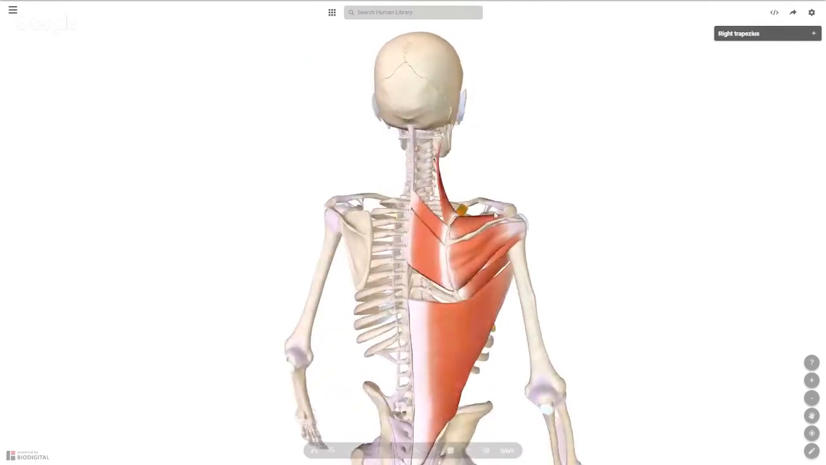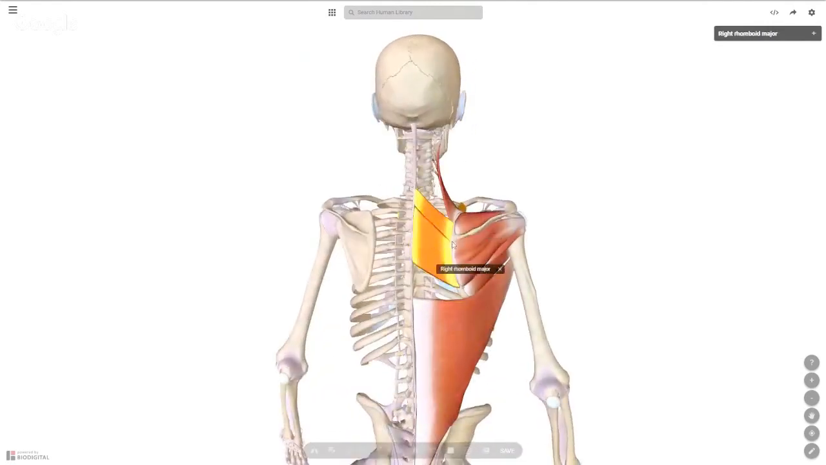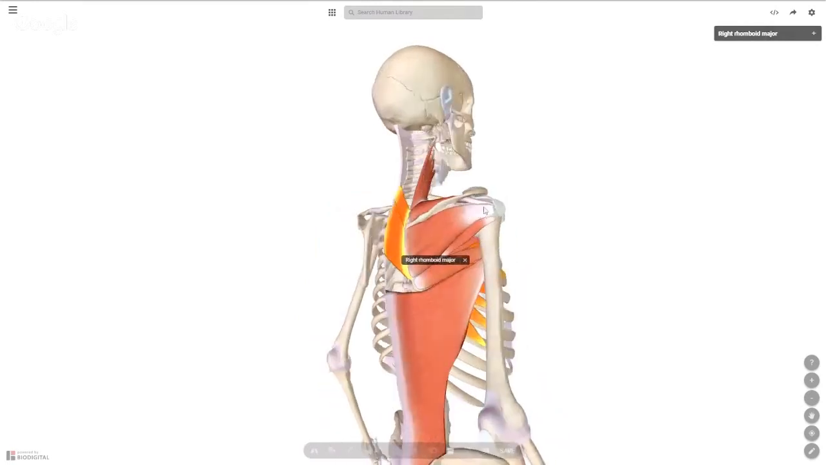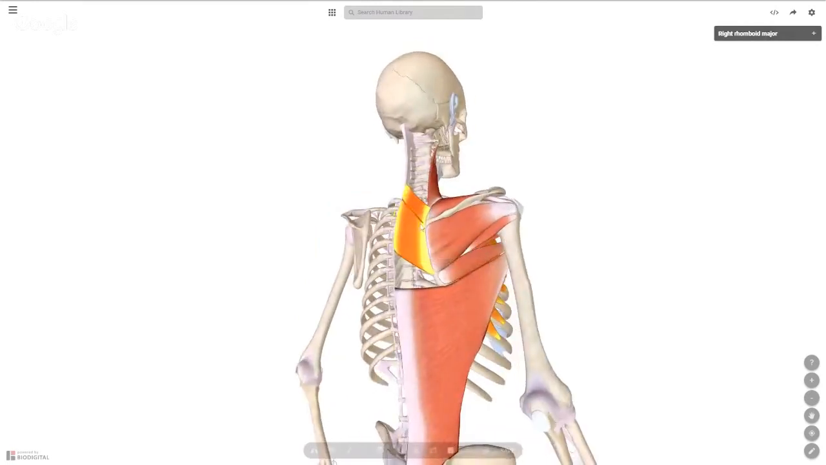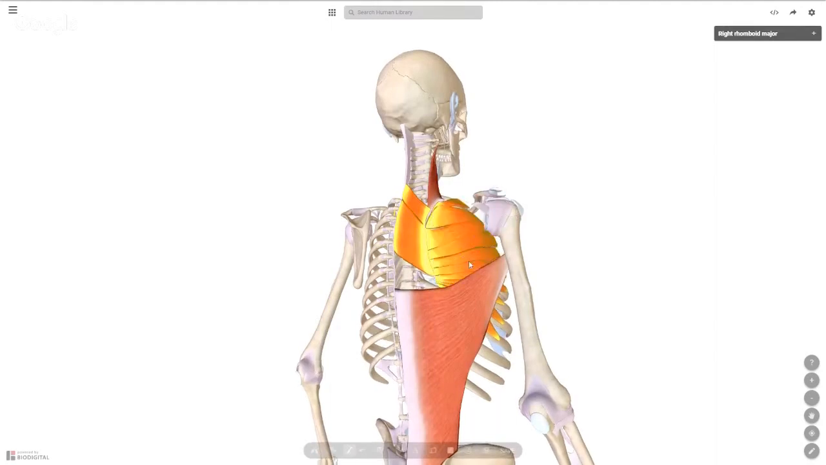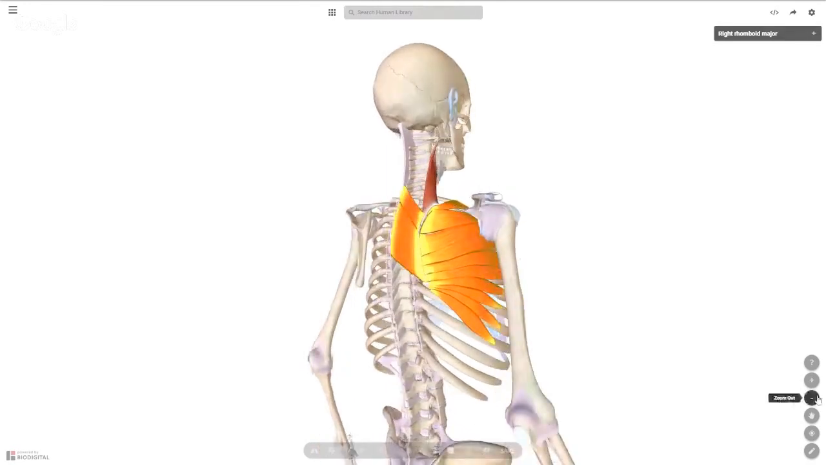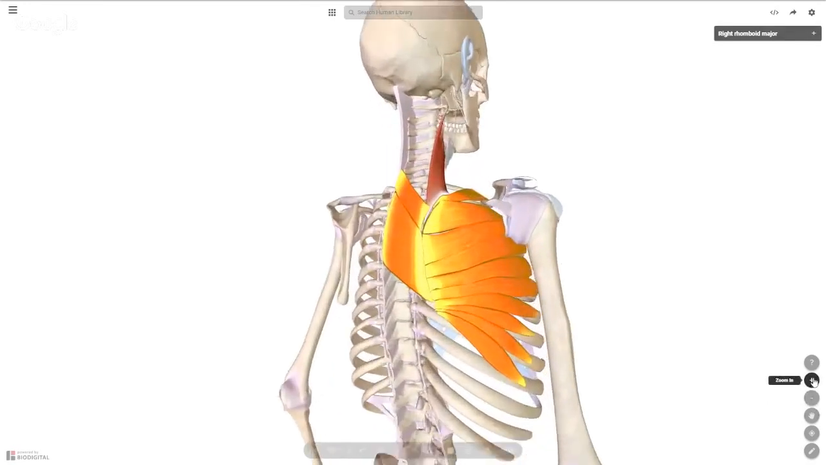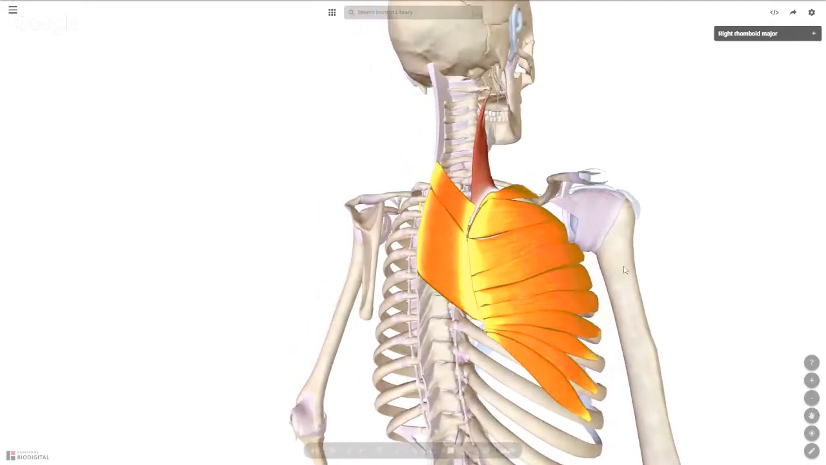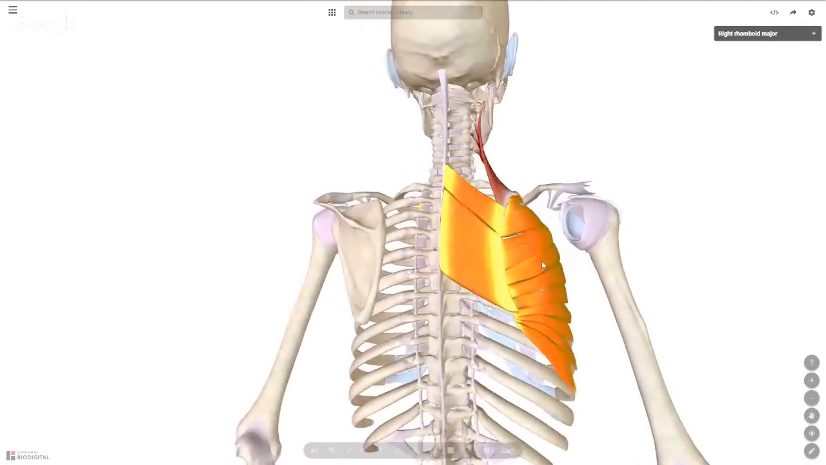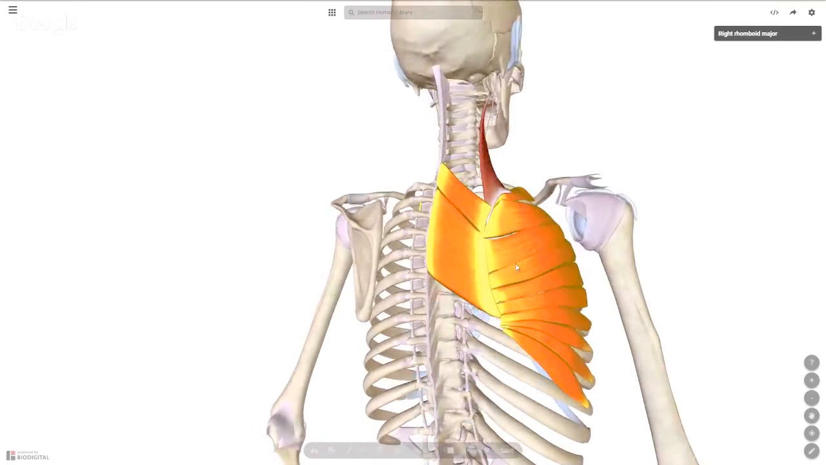Then rhomboids, right? Okay, actually, you know what? Let's remove all these structures, and then you'll clearly see what's happening here. Right there. This is so good. Right there. See, this is rhomboid and serratus anterior. See how they pull on each other? They're basically playing a tug of war. Serratus anterior pulling the shoulder blade towards the front, rhomboids pulling it backwards, right?